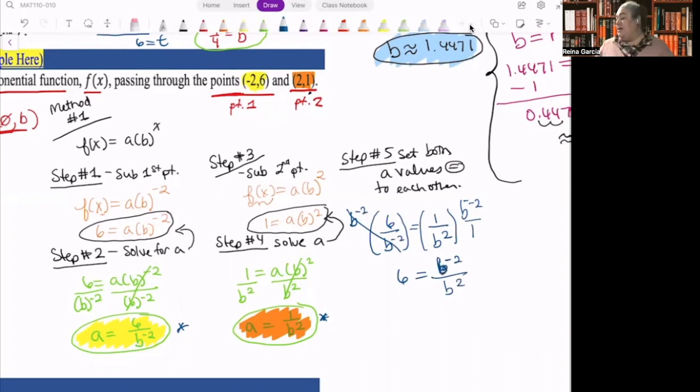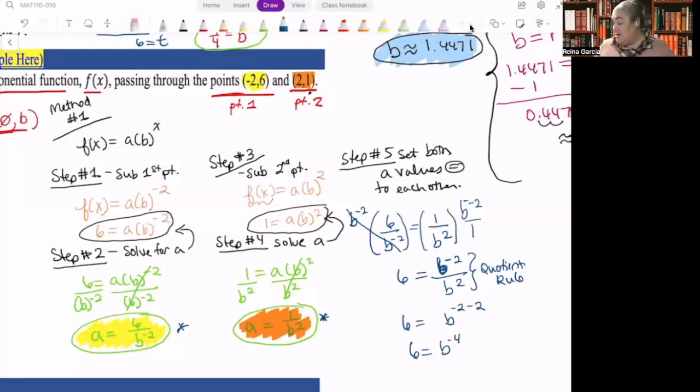There we go. Now, this here allows us to use the quotient rule. And the quotient rule says that if we have the same base, which we do, it's b, we subtract the powers. So this is really 6 equals b to the negative 2 minus 2, okay? And negative 2 minus 2 is negative 4, so 6 equals b to the negative 4.